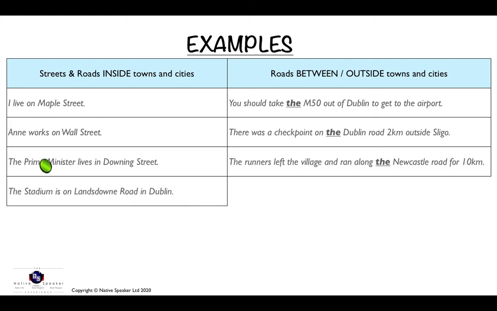Next one. The stadium is on Lansdowne Road in Dublin. So Lansdowne Road is a famous stadium in Dublin, and this is a road inside the town. How do we know that it's inside the town of Dublin? Because there is no the.